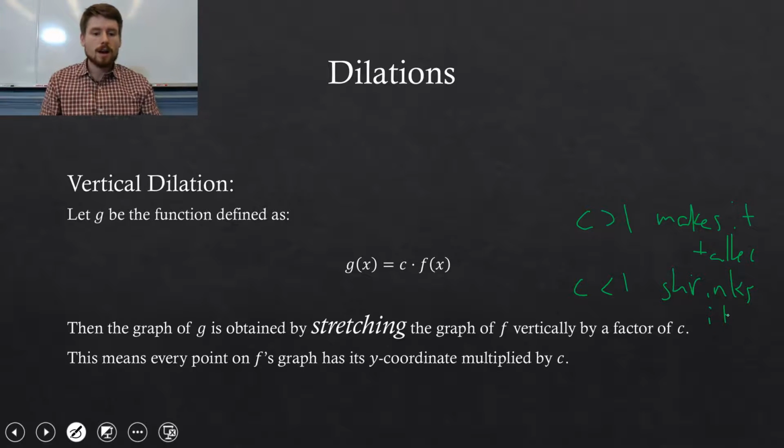Okay, so what this means for the points is that you're multiplying all of their y coordinates by c. So you look at your points on f, you take their y values, multiply them by c, and that gets you where it should be on the graph of g.